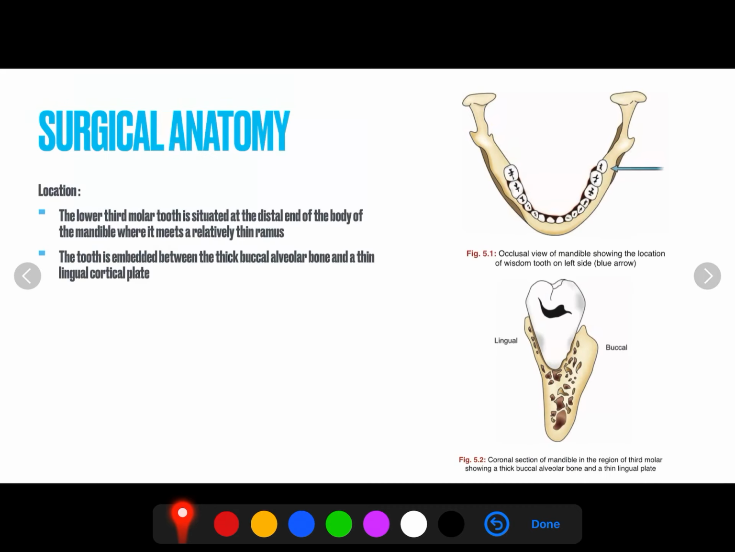Before we talk about the actual procedure, we have to talk about the surgical anatomy to remind ourselves of the different structures related to the tooth. The tooth is situated at the distal end of the body of the mandible, where it meets the relatively thin ramus, and it is embedded between a thick buccal alveolar bone and a thin lingual cortical plate.